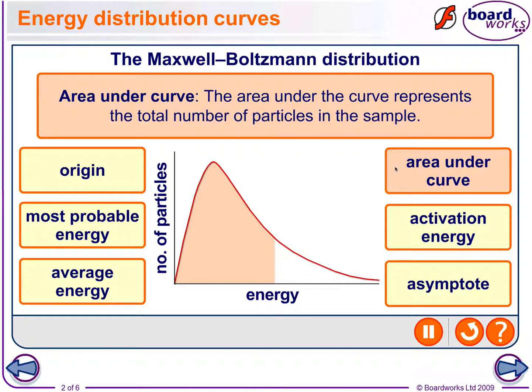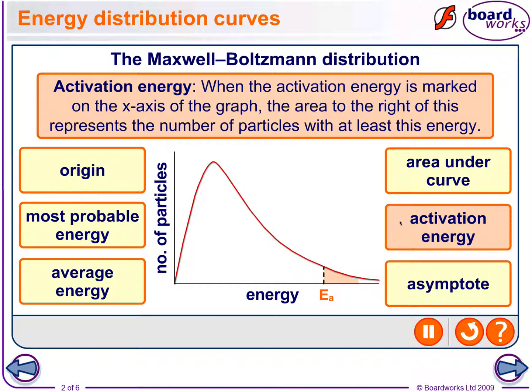The fourth part you need to know is the area under the curve. Now the area under the curve is proportional to the number of particles in the sample. If you had more particles in the sample, you would basically create a bigger area under that curve to represent that. And then our fifth thing is the activation energy.